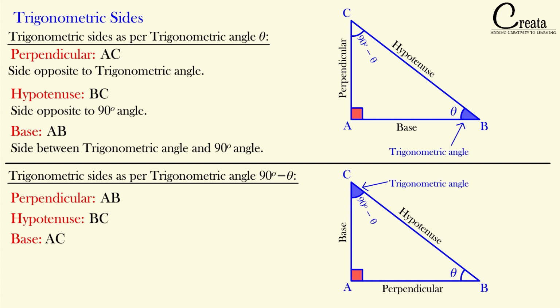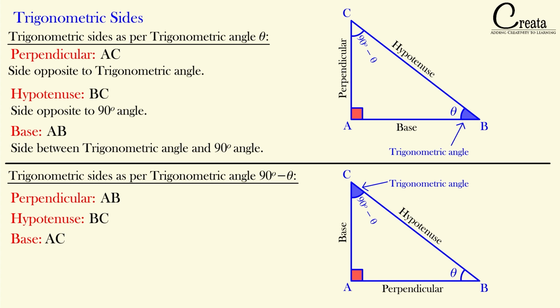So if someone shows you a right angle triangle and asks you what is perpendicular, do not blindly say AC is perpendicular or AB is perpendicular. Ask which is the trigonometric angle. If the trigonometric angle is angle B, then AC will be perpendicular. If the trigonometric angle is angle C, then AB will be the perpendicular. All the trigonometric sides will be with respect to the trigonometric angle. Hope you got this concept.